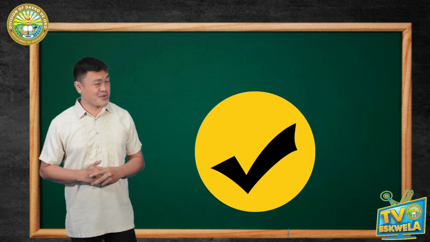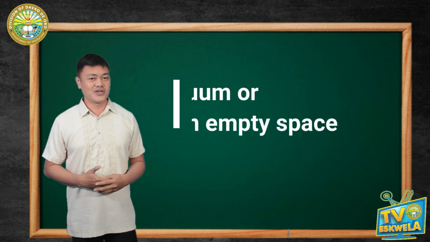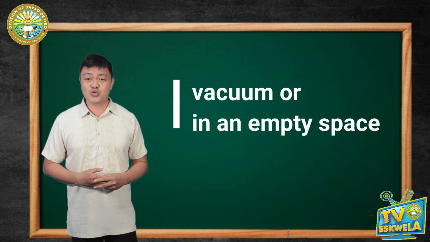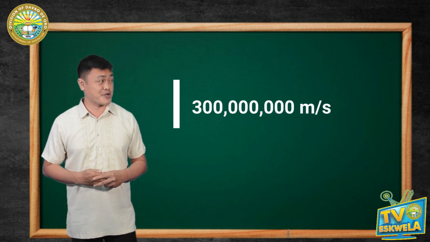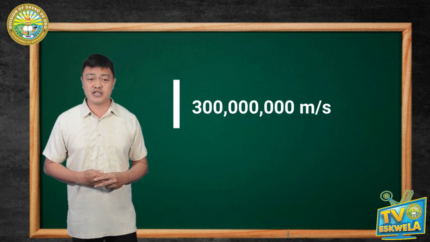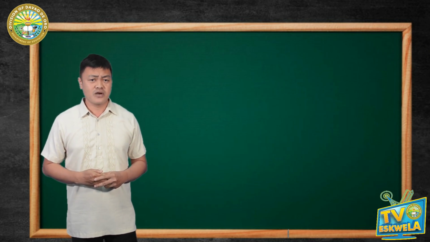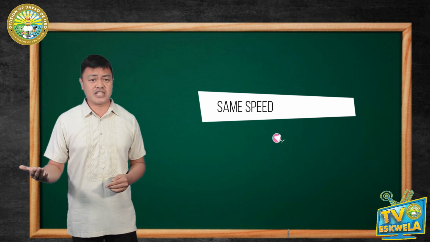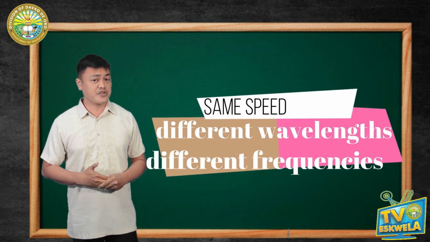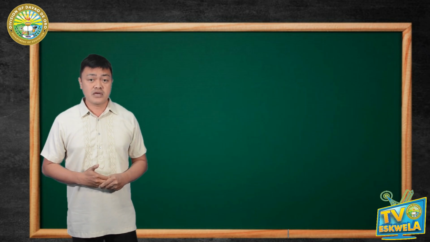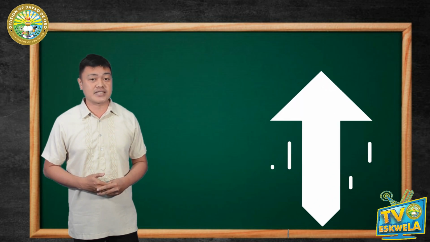Yes, absolutely correct, my friend. When electromagnetic waves travel through a vacuum or in an empty space, these waves travel at the same speed of 300 million meters per second, or in scientific notation, 3 times 10 raised to the power of 8 meters per second. Though they travel the same speed in a vacuum, they still have different wavelengths and different frequencies.